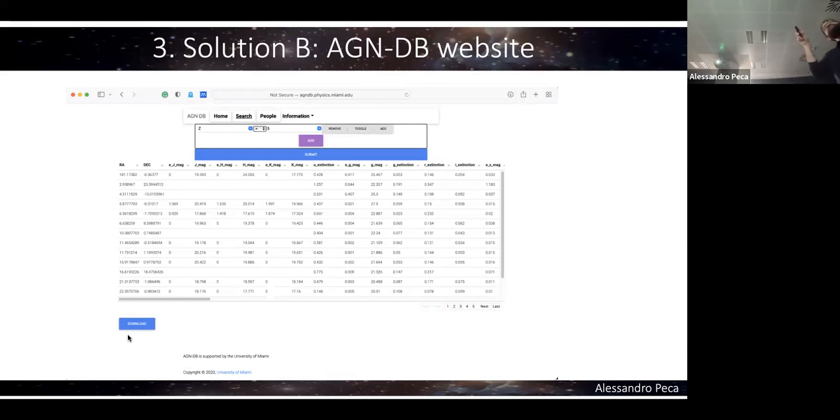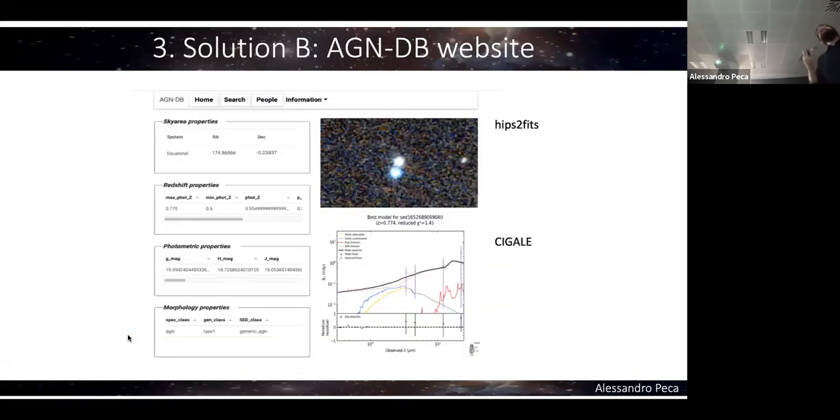However, when you click on one, so each line here is a unique AGN. When you click on one of them, you get something like this. On the left, you have, of course, RA and DEC, redshift, photometry, morphology, and classification. Then we are interfaced with HiPS2FITS, which is a NASA database that gives you images.